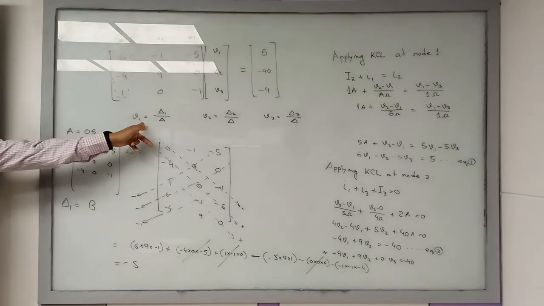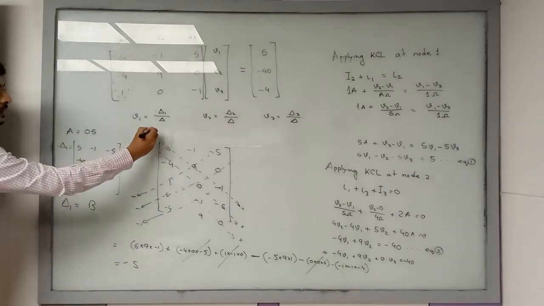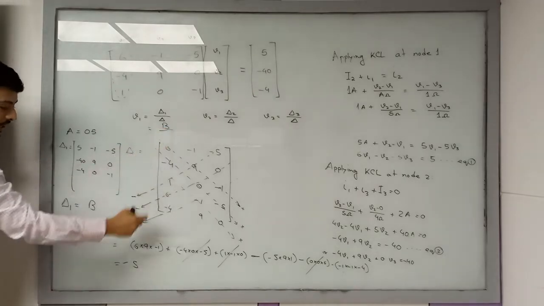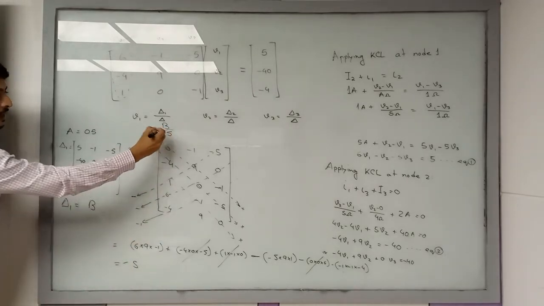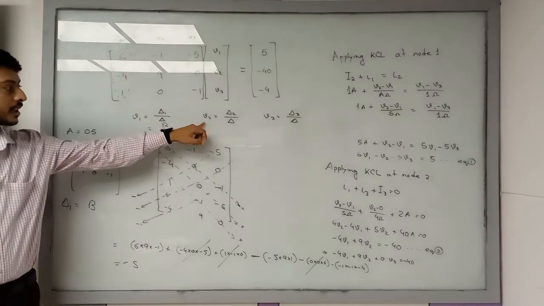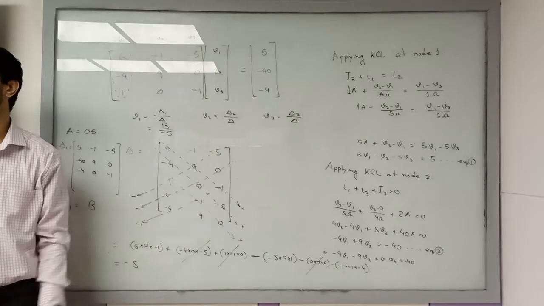Then you have to find V1. So V1 should be equal to, let's say, if this is B, this B should be divided by minus 5. So you will get the voltage V1. In the similar manner, you have to find V2 and V3 as well.